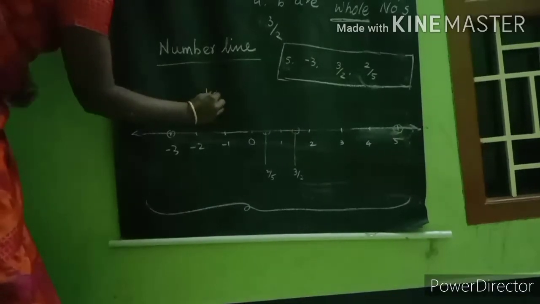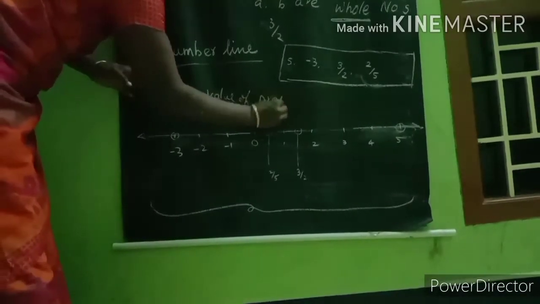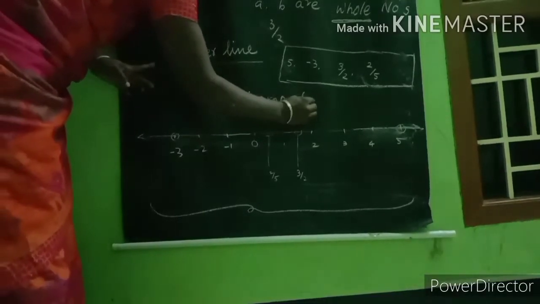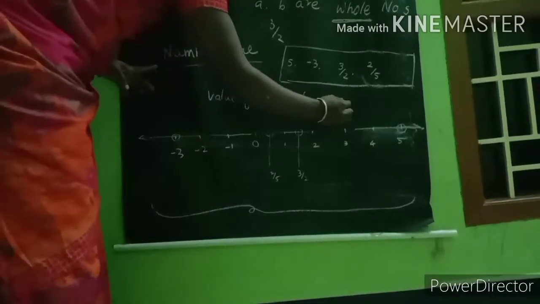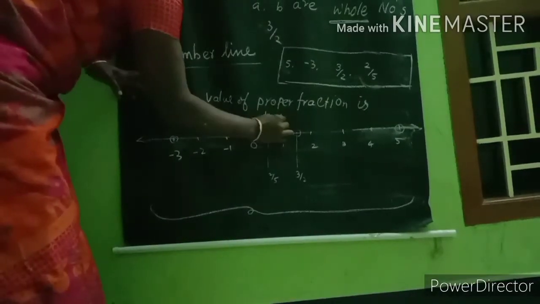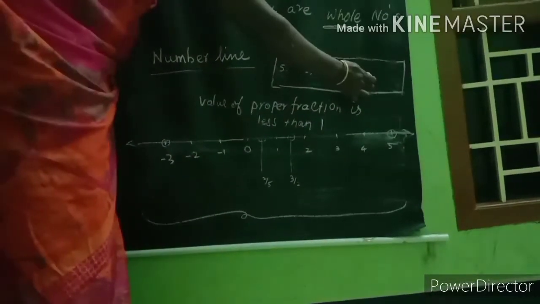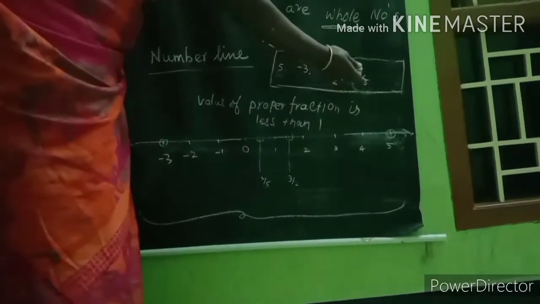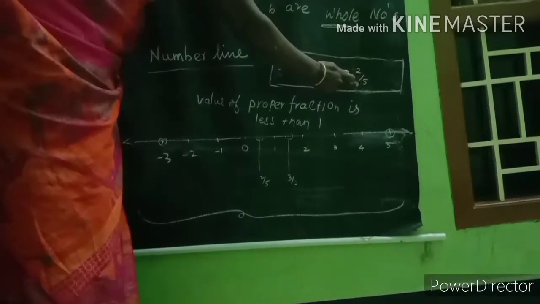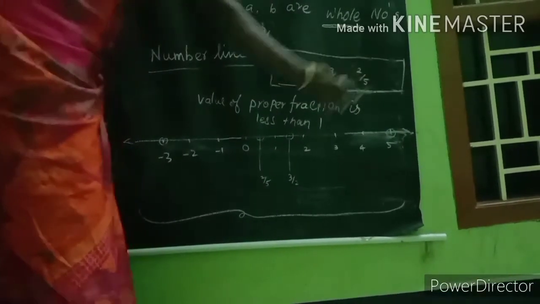The value of a proper fraction is less than 1. So 2 by 5 is greater than 0 but less than 1. So this number lies between 0 and 1.